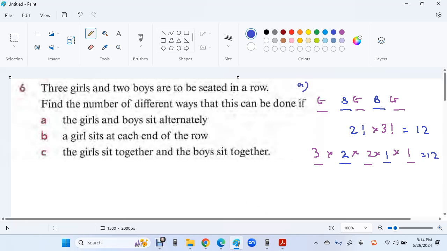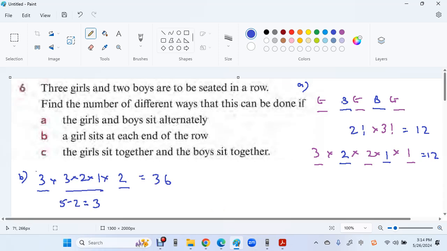Next, B. A girl sit at each end of the row. So we have the girl sit at the end here, so 3 2. Then in the middle we have 3 left, 5 minus 2, then we have 3 left, so 3 2 1. So 36.